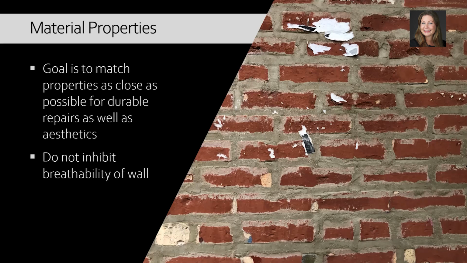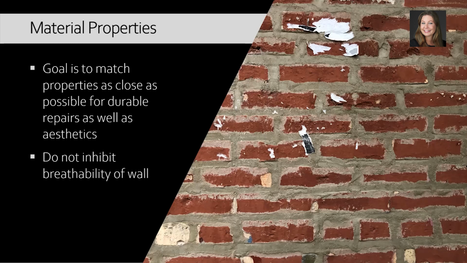The next thing on our list is material properties. In addition to knowing what type of wall system, it's important to understand what masonry materials are used on your project, and make sure that the goal of the project, with repair and replacement, is that we match as closely as possible to those properties. We also want to not limit the breathability of the wall.